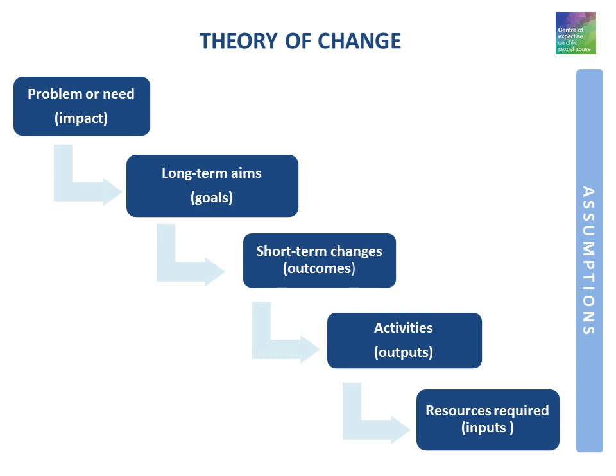So you start by thinking about the problem or need that your work is seeking to address, which in a sense correlates to your impact, i.e. the bigger picture. This then helps you to identify long-term aims or goals, and working backwards, you can then think about what changes, i.e. the outcomes, will need to happen for these aims to be achieved. Knowing then what immediate changes you want to bring about helps you to plan the activities, i.e. the outputs, and the resources, inputs that will be required.